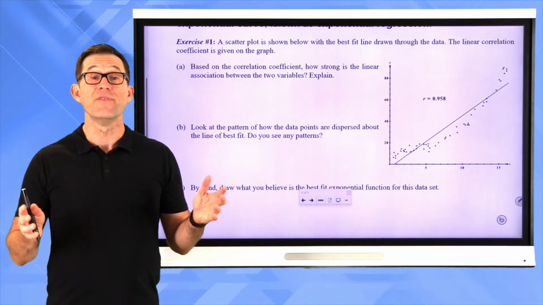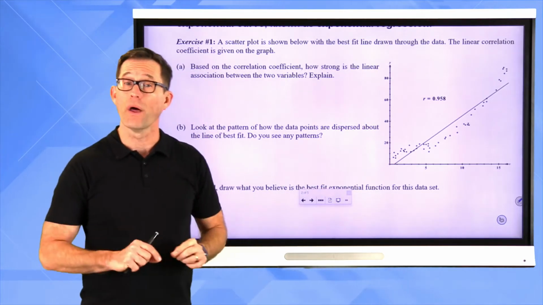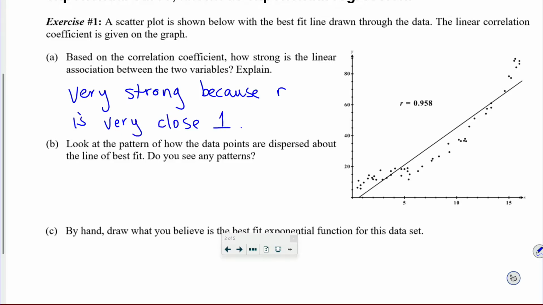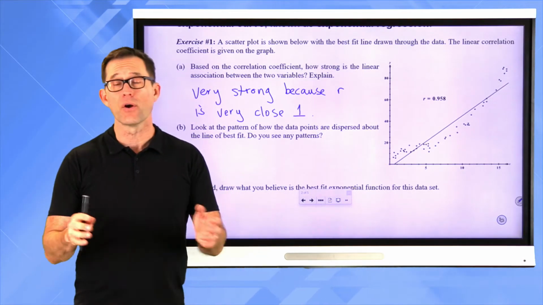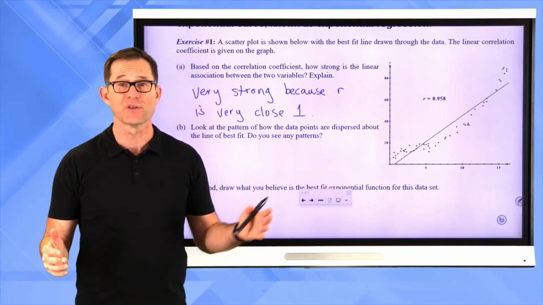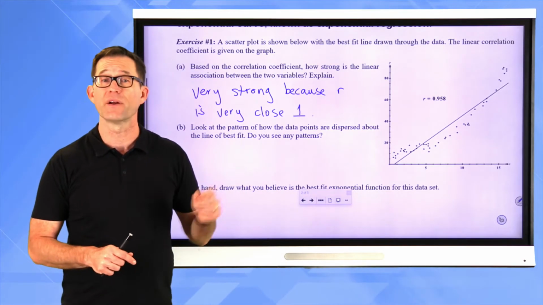Well, the answer is it's very strong, right? And it's very strong because that R value is extremely close to 1. Remember, the closer that R is to either 1 or -1, the stronger the association is, whether it's linear or exponential or anything else, and the closer it is to 0, the weaker the association is. So an R of 0.958 is very close to 1, so that's very strong.